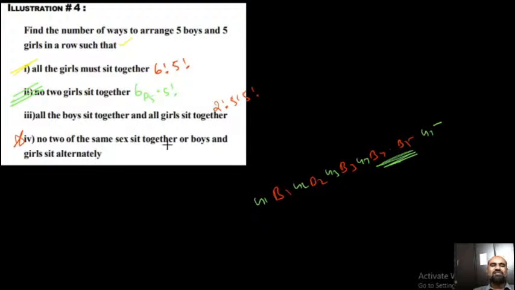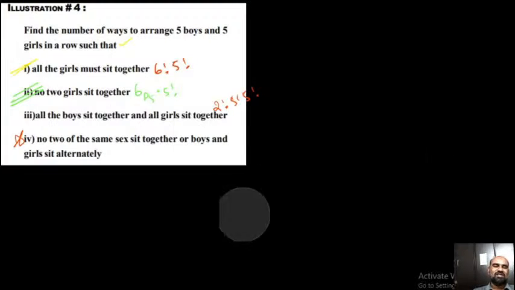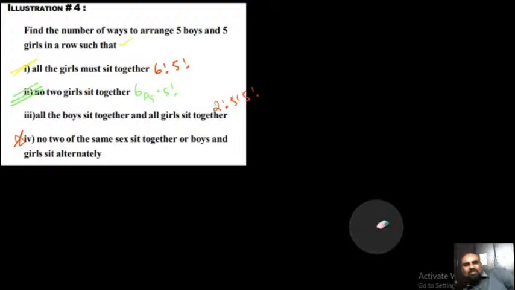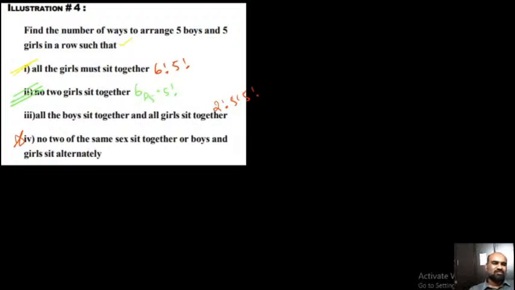Boys and girls sit alternatively, or no 2 of the same sex sit together. So this is not an answer for the sixth problem. This is one of the answers for the second problem. But how to solve the problem? That is the interesting thing. Listen, students, interesting problem, interesting chapter.